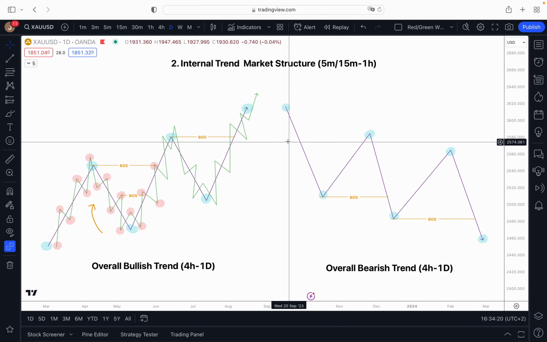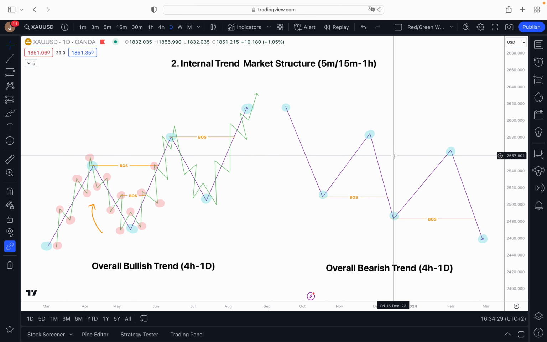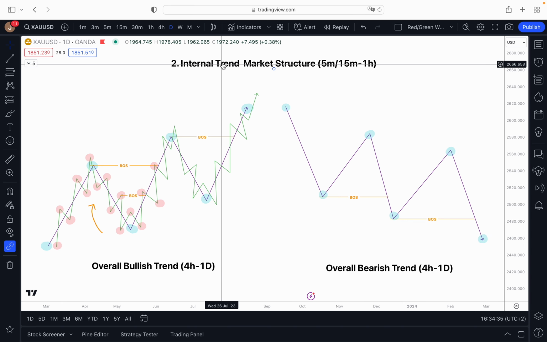And as you can see, we can also have the same thing here for the bearish trend. So we are always searching for a break of structure on the overall trend and on the internal trend. So this is the simple theory behind the market structure.